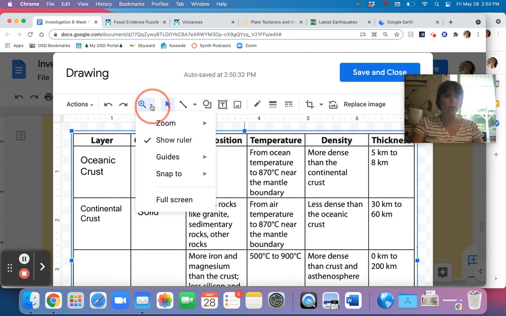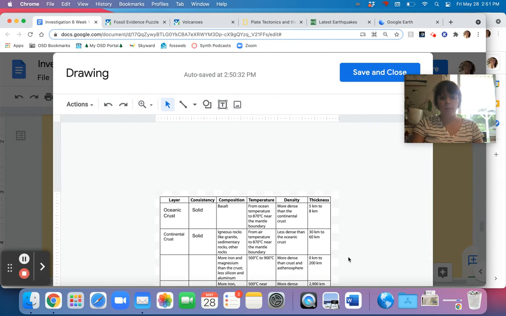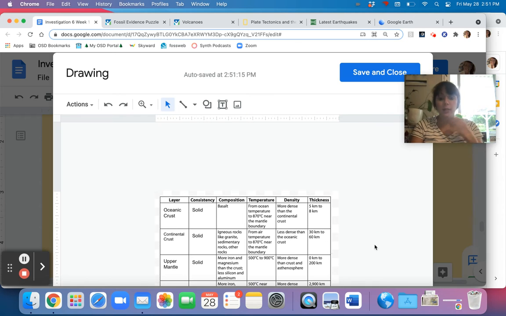Okay, it's not letting me scroll down, so I'm going to zoom out. Underneath continental crust is the upper mantle. The upper mantle is also a solid, and this is a very dense solid. It has iron, magnesium, so it's more metallic. It's also super hot down there because you're getting closer to the core, which is fiery hot. The actual core is as hot as the sun. Whoa.